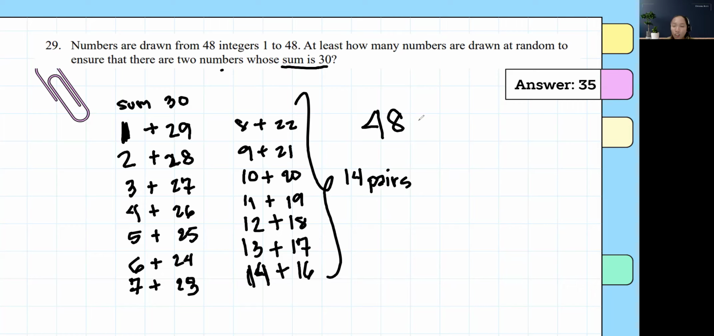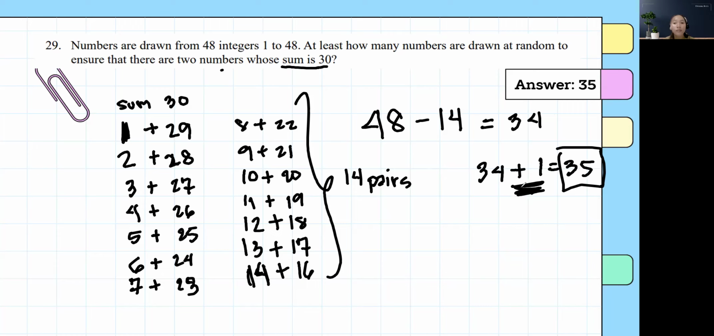So 48 integers, let's just subtract the 14 pairs. Okay, because what if we don't get the 14 pairs? So that's 48 minus 14, you'd get 34 numbers. So this is the worst case scenario. What if you got the other 34 numbers, okay? So for 34, we just need to add 1, and you'd get an answer of 35. Since it's the worst case scenario, we need to add 1.